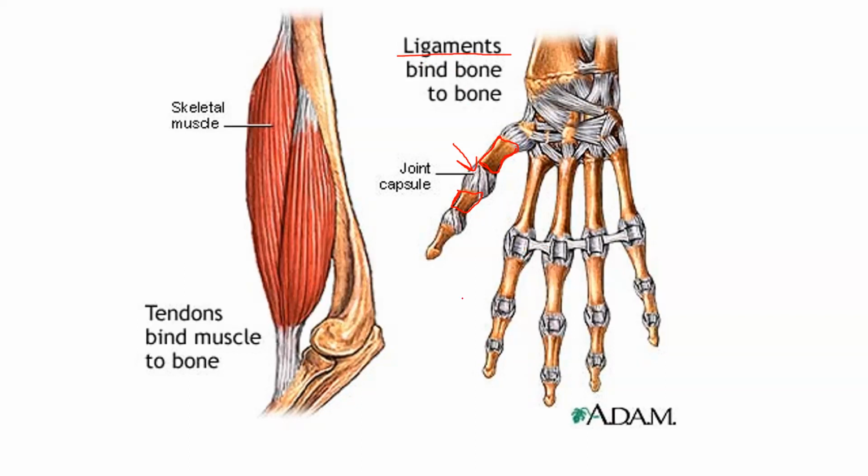Now, if you're looking for muscle to bone, if you want to attach a muscle to a bone, you can't use a ligament. What must you use to attach a muscle to a bone? A tendon. Very good. Who said that? Tyrone. Very good. In order to attach a muscle to a bone, you need a tendon. So tendons attach muscle to bone, right? Ligaments attach what? Bone to bone. Make sense?